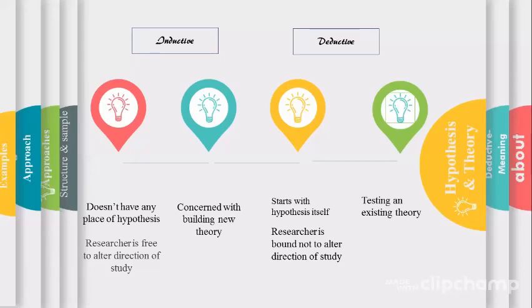Since when you don't have a hypothesis, that means you don't have any fixed aim or any fixed goal which you need to prove. So when the researcher does not have any fixed goal or aim towards which he has to go, that means the researcher is free to alter his direction of the study. That means he is free to examine various other facets, various other angles also.